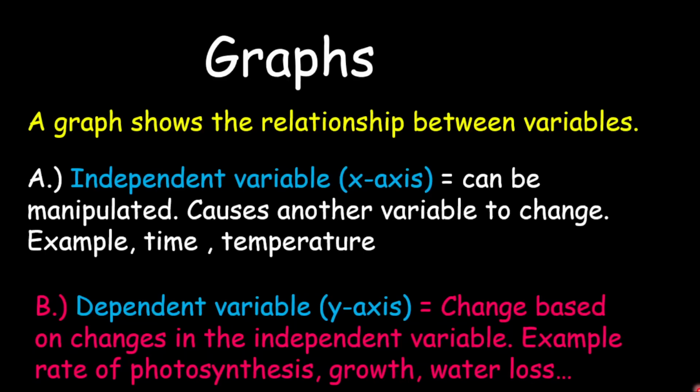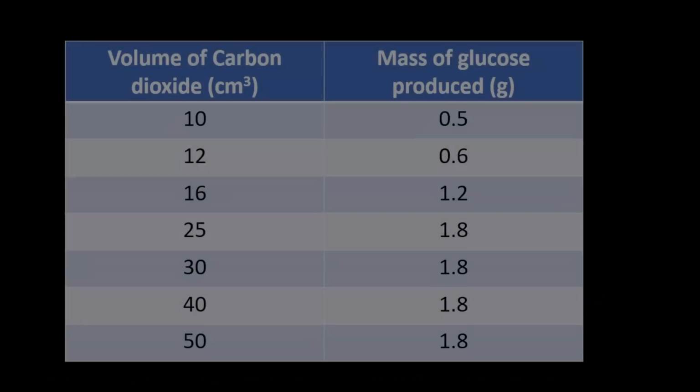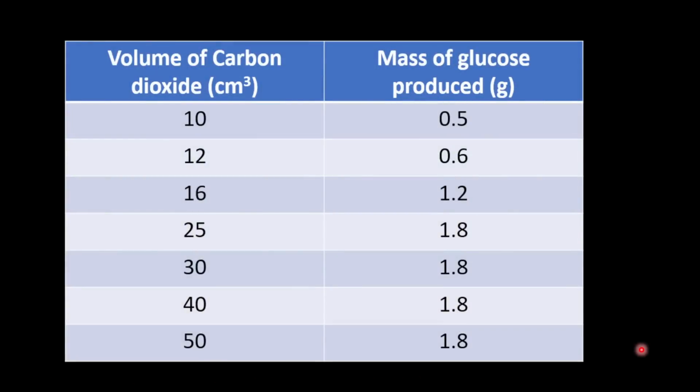So I'm going to bring this out in terms of an example. What I have here is 2 variables. One is the volume of carbon dioxide in centimeters cubed, and the other is the mass of glucose produced in grams. As you see this, you should know what topic this is related to, and this is photosynthesis, because the amount of carbon dioxide a plant receives will determine the amount of glucose that is produced. These numbers I made up, so these are arbitrary numbers.